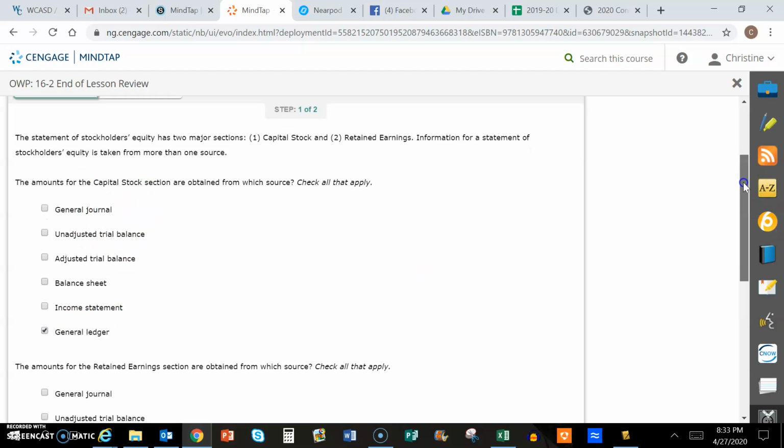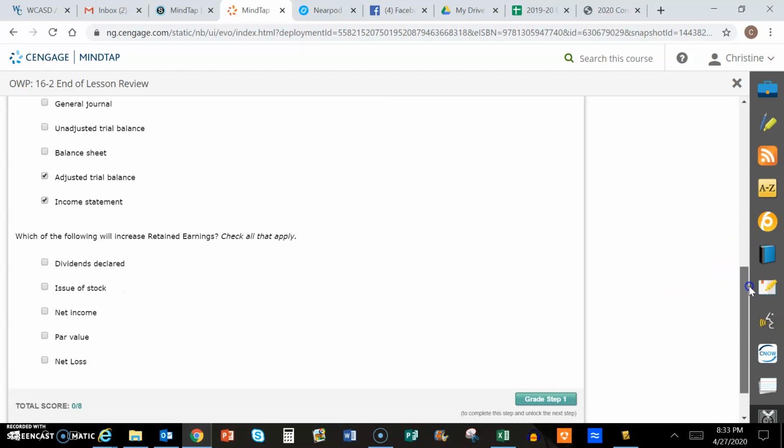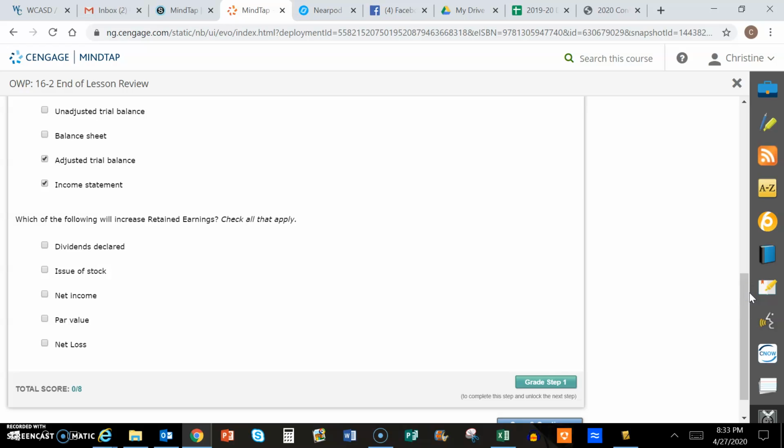The next one says the amounts for the retained earnings section are obtained from which source? Check all that apply in the event that there's two. So we're going to go to the adjusted trial balance and the income statement. The third one says which of the following will increase retained earnings? The only one that will increase retained earnings is net income. Let's go ahead and grade that step.